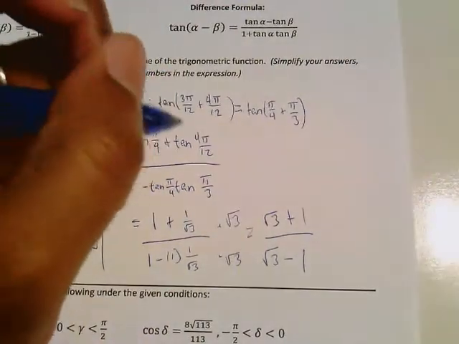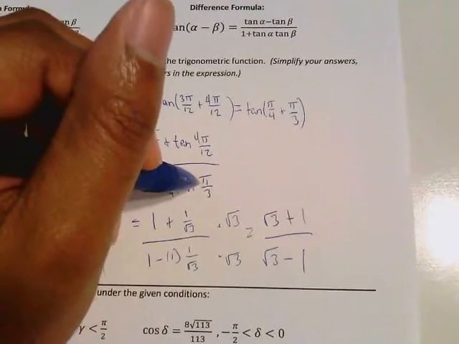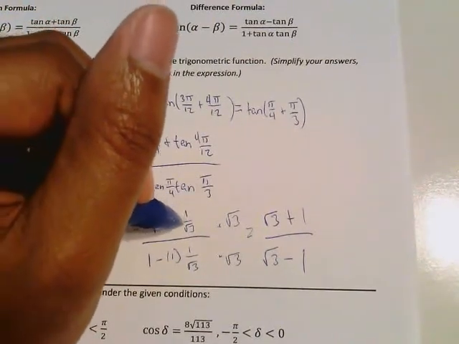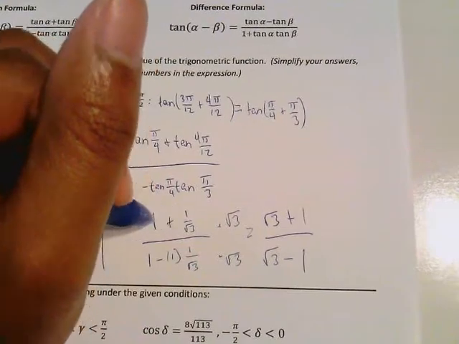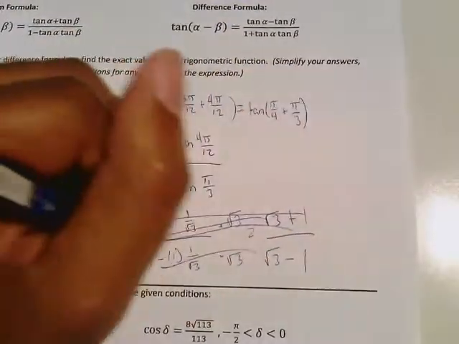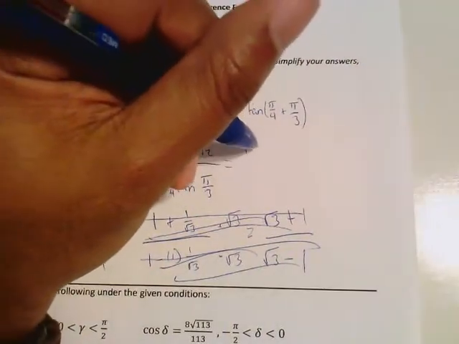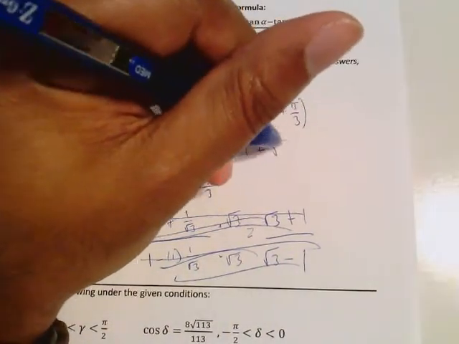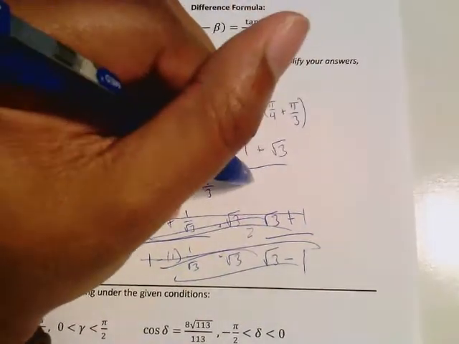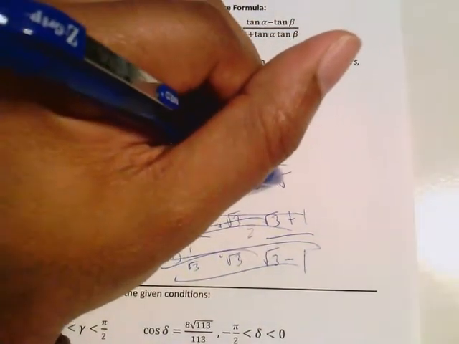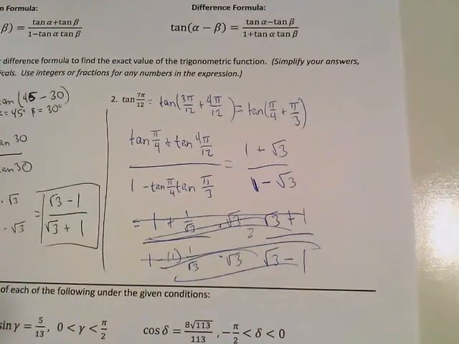Oh, small correction. On this last example, I evaluated tangent of pi over 3 and I made it into 1 over the square root of 3. Tangent of pi over 3 is actually just square root of 3 by itself. So let me go back and cancel out these steps. So this should equal tangent pi over 4 is 1 plus tangent pi over 3 is the square root of 3. Here we go. And then 1 minus 1 times the square root of 3 would just be 1 minus the square root of 3. So here's the corrected version of that problem.